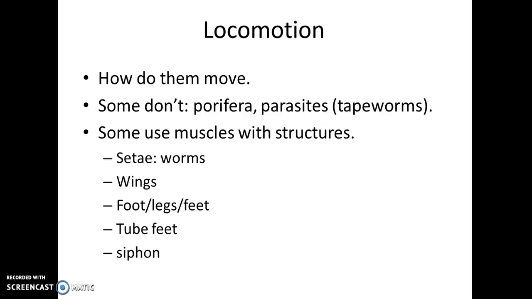Some have wings, some have feet, legs. The echinoderms have tube feet. Some have a siphon like the octopus. There's like a jet propulsion. They suck in the water in one place and they shoot it out like a jet in another place, and that's a siphon.